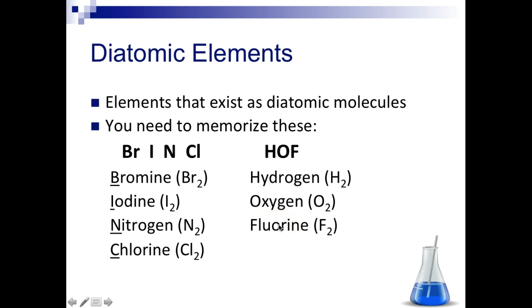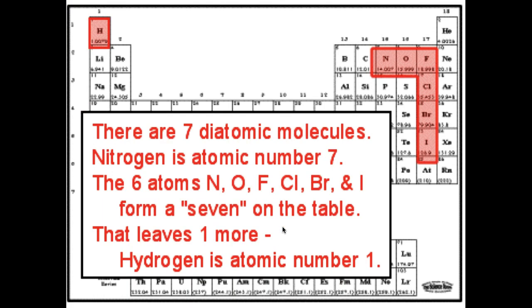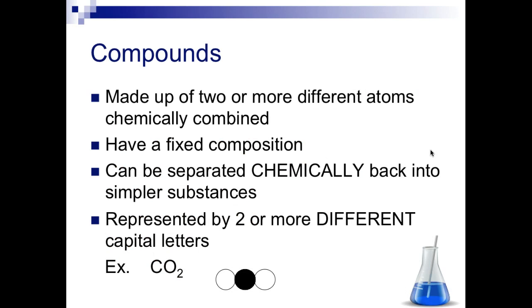You need to know what the 7 diatomic molecules are on your periodic table. I'll say it again. Dr. Brinclhof will help you get there. So bromine, iodine, nitrogen, chlorine, hydrogen, oxygen, and fluorine. Those are the 7. If you don't want to just straight up memorize them, you can use your periodic table. The 7 diatomic elements on the periodic table form a 7. And then the last one that's not included is hydrogen all the way over here on the left. But here are your 7 diatomic molecules. Pretty nifty. So now let's talk about compounds.